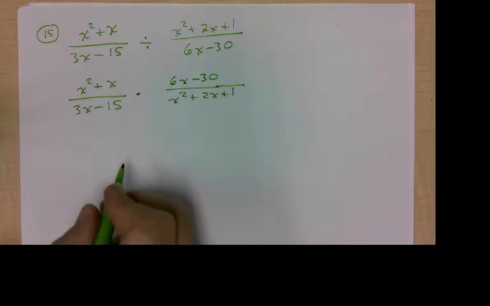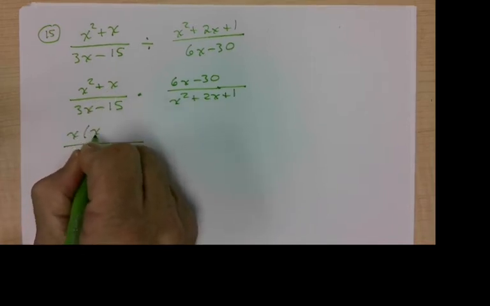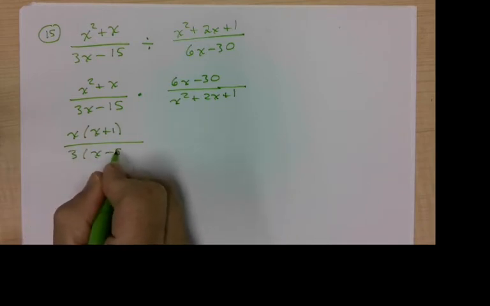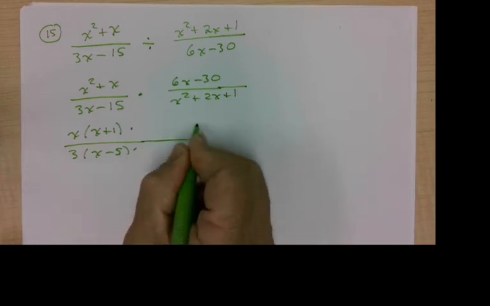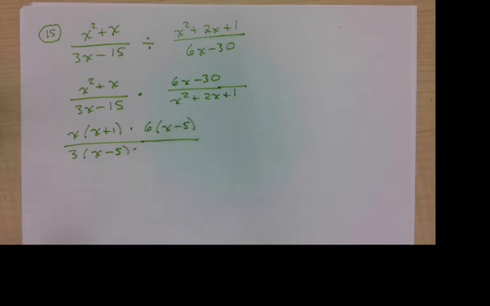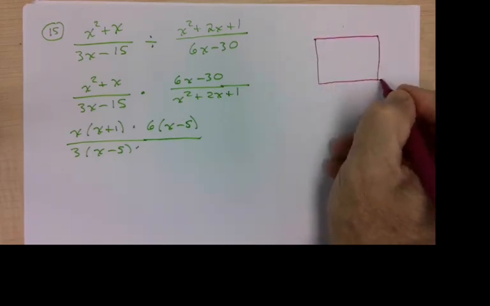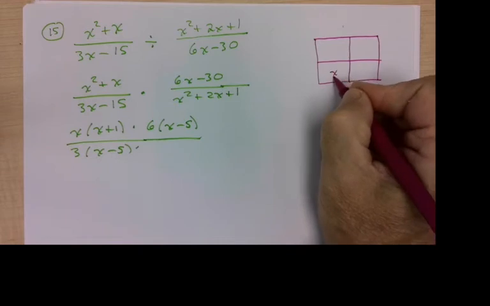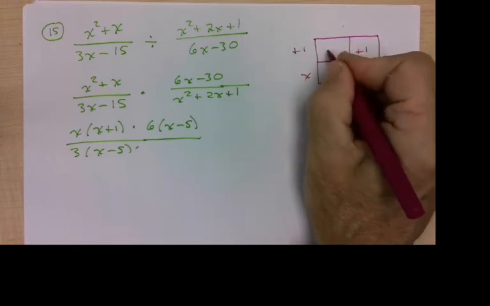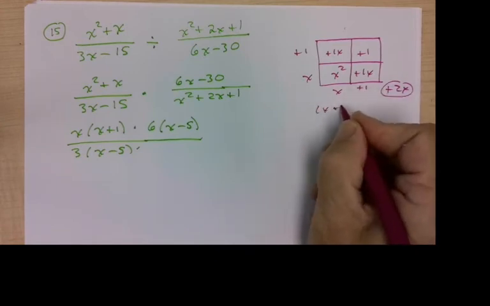Now we're multiplying these algebraic fractions. Let's factor. X squared plus x, there's a common factor of x. Let's extract it. That's x times x plus 1. 3 times x minus 15, common factor of 3: 3 times x minus 5. 6 times x minus 30, a common factor of 6, times x minus 5. And x squared plus 2x plus 1, that is a trinomial. You may need to use the factor box. Let's take a look. X squared plus 1 plus 2x, x times x, plus 1x plus 1x is plus 2x. So that's x plus 1, x plus 1.